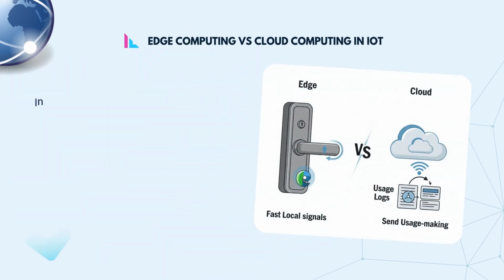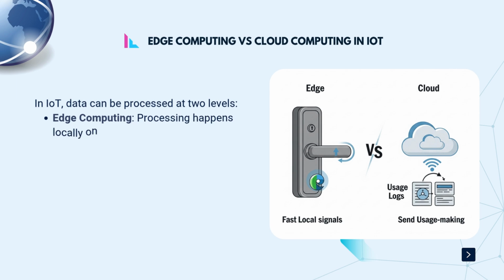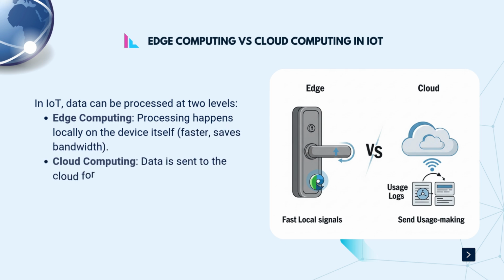Now let's talk about where the thinking happens in IoT. There are two major approaches. Edge computing: here, data is processed right where it's generated, at the edge of the network. This reduces latency and saves bandwidth. For example, a security camera can detect motion locally without sending all footage to the cloud.